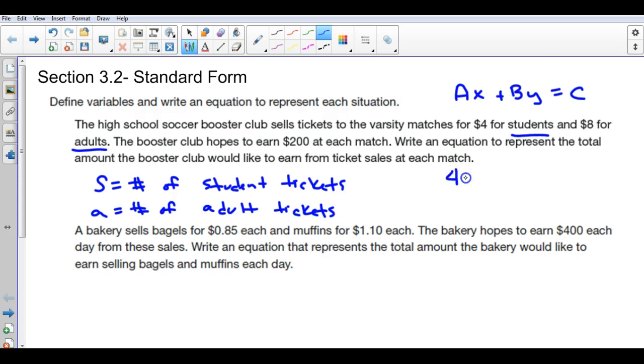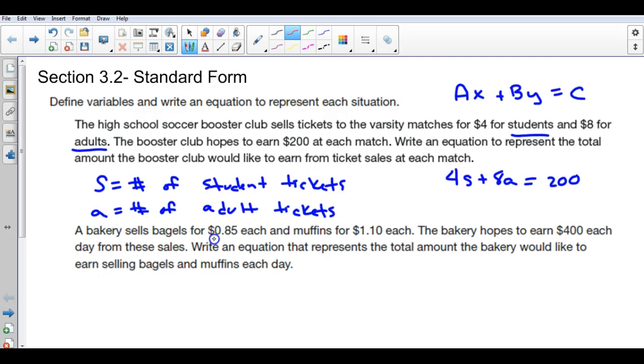So it's 4S plus, I'm using capital B as to represent the price for adults, and instead of using Y as a variable, I use lowercase a. So 8A, and that would equal 200. So I know that it's $4 for a student, $8 for an adult, and I want the combination to be $200. And that's it. That's all we're doing is write an equation.